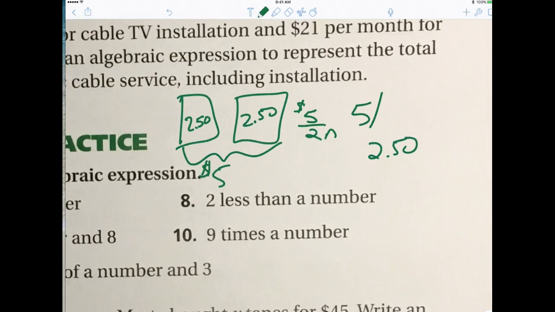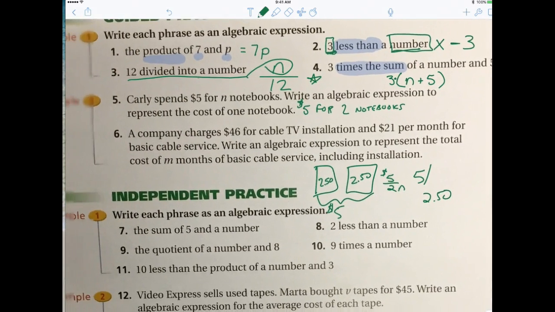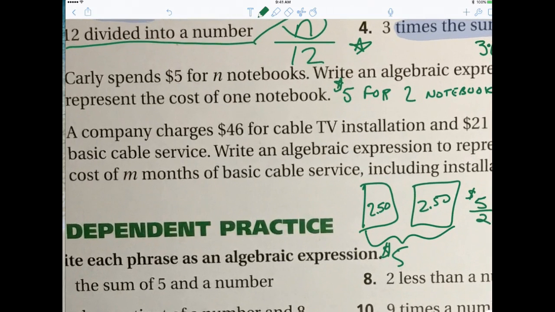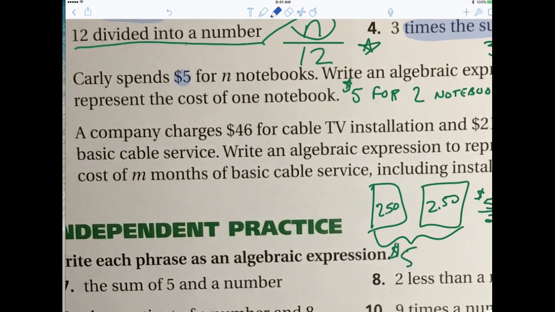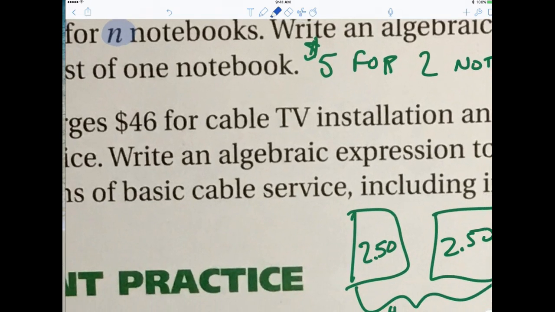So in this case, one more time. I spent $5 and I bought N notebooks. How much was each notebook? How would I figure it out? I would divide. So you're supposed to say the answer is 5 divided by N. 5 divided by N.